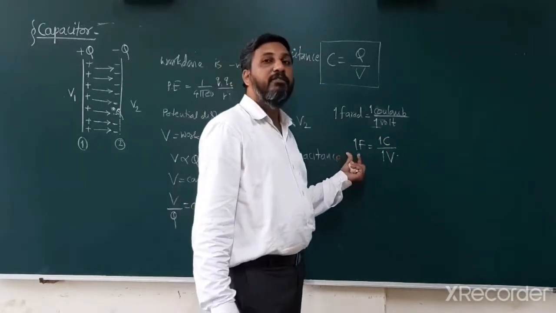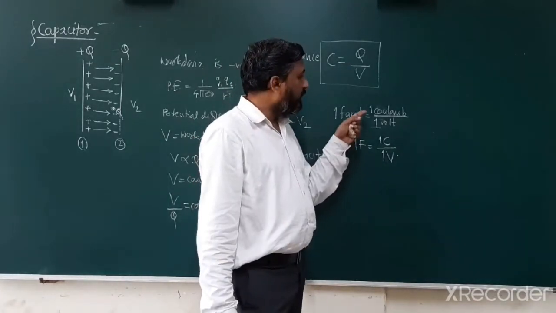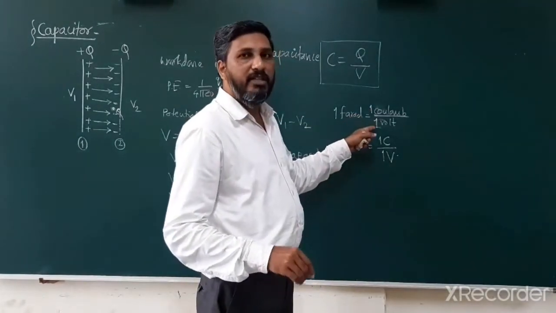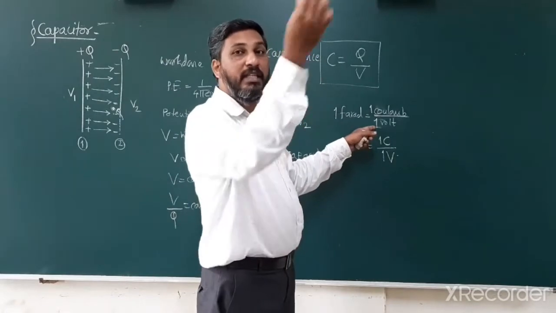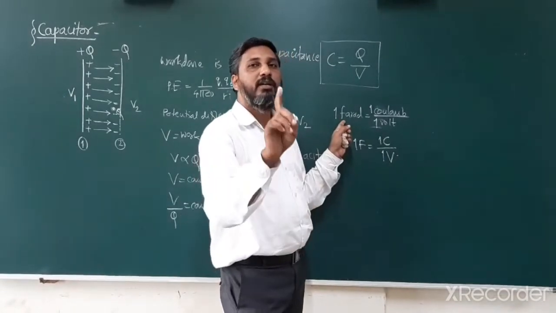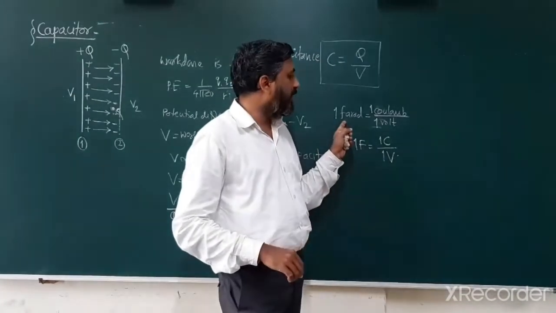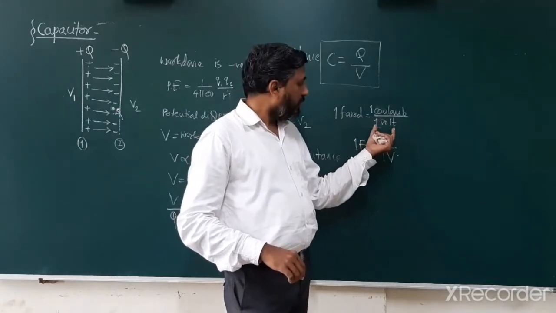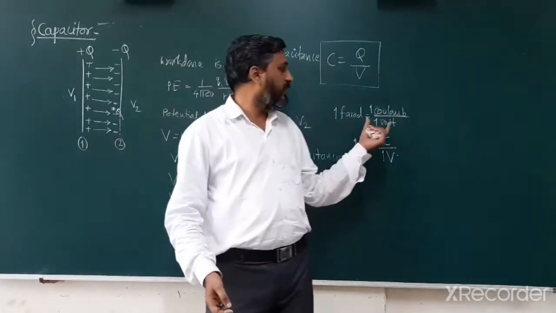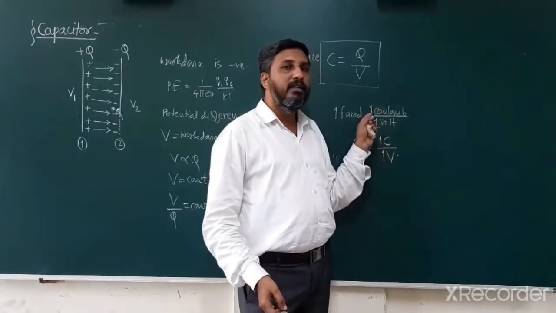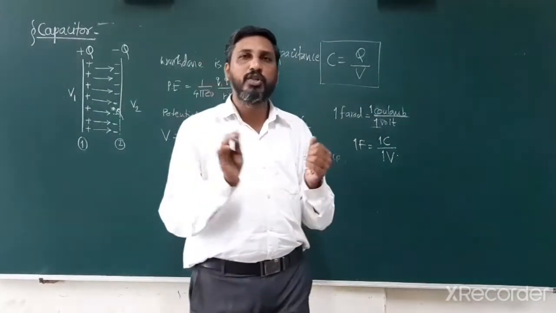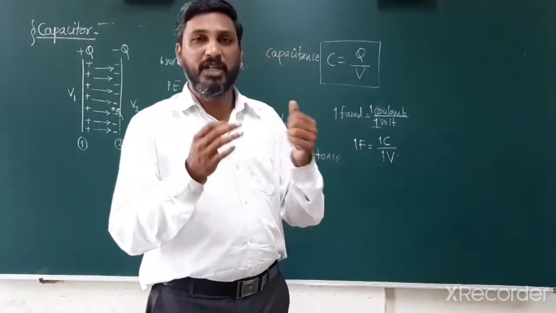So how do you define 1 farad? It is very simple. When 1 coulomb of charge is added to the conductor and its potential difference rises, meaning increases, by 1 volt, then the capacity of the conductor becomes 1 farad. Or 1 farad is defined as the potential difference across the two ends of a capacitor increasing by 1 volt on adding 1 coulomb of charge. Remember that the farad is not a small unit, it is a much larger unit.